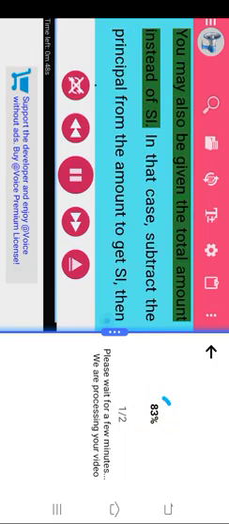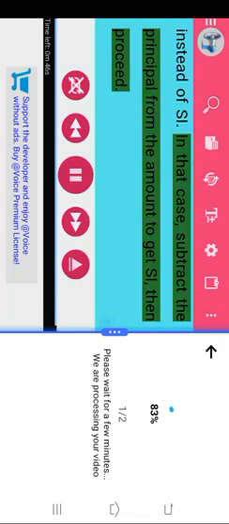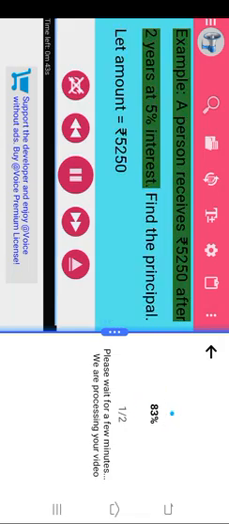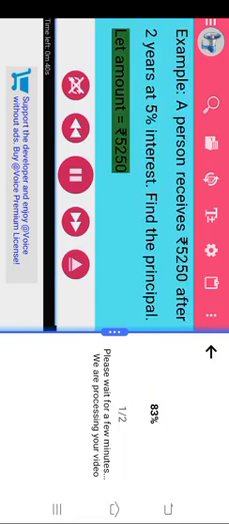You may also be given the total amount instead of SI. In that case, subtract the principal from the amount to get SI, then proceed. Example: a person receives 5,250 rupees after 2 years at 5% interest. Find the principal. Let amount equals 5,250 rupees. Assume principal equals P, so interest equals 5,250 rupees minus P. Now use the SI formula: P times 5 times 2 over 100 equals 5,250 minus P. Solve the equation to get P equals 5,000 rupees.